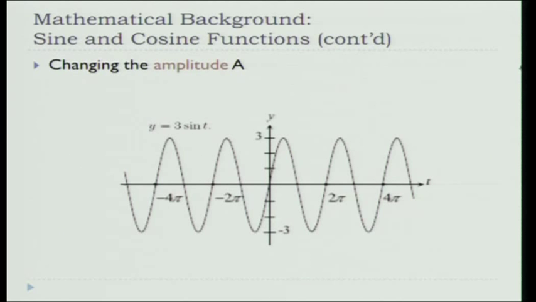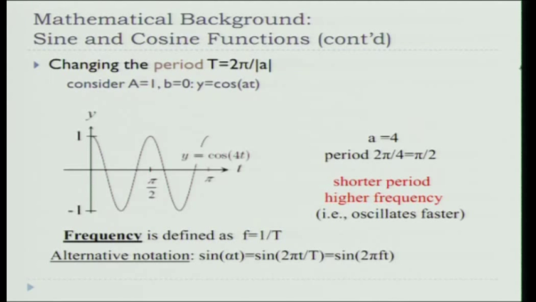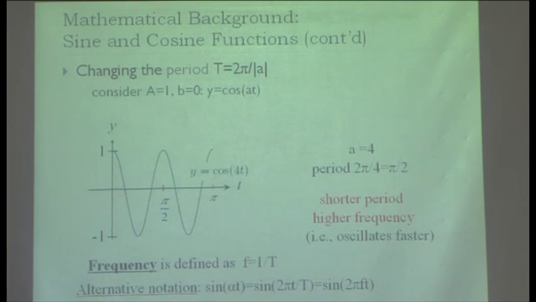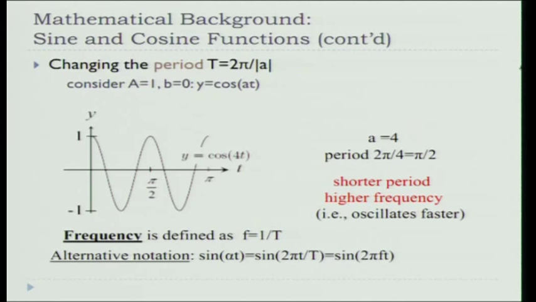Changing the amplitude, just put the value of capital A as 3, you will get this type of graph. Changing the period: I told you that T is nothing but 2 pi by absolute value of a. Consider A equals 1, b equals 0 and y equals cos of a t. If you consider a as 4, period becomes pi by 2, and you observe that it has become a shorter period and higher frequency, so it becomes a faster oscillation, and frequency is defined by 1 by T. So, sine of a t can be expressed as sine of 2 pi f t, if f is the frequency.